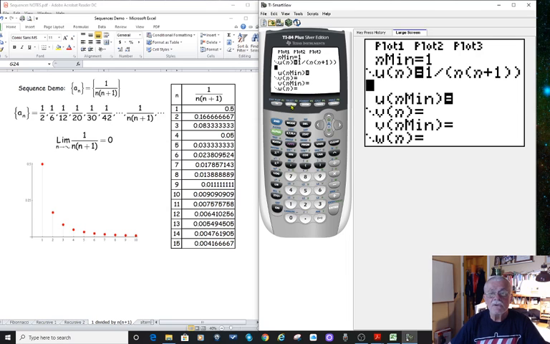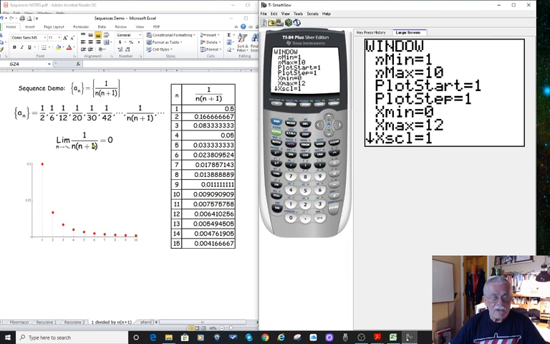Okay, we then go into the window key, and you're going to notice you have to have a little bit of knowledge here, right? N is going from 1 to 10, so n min is 1, n max is 10. I'm starting to plot at 1. I'm going in a plot step of 1. Okay, that's all pretty common sense. Now, as far as x min and x max, for some reason I put a 12 here. If you don't like that, you can make that a 10. So, 1, 0 is 10. X scale, I'm going to count by ones here. As you can see, this is sort of what I'd like to get.